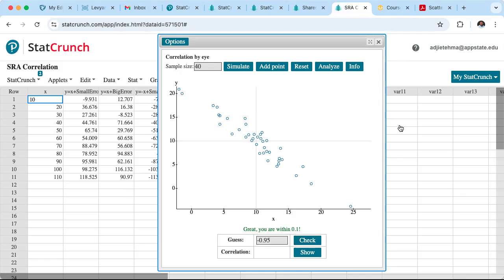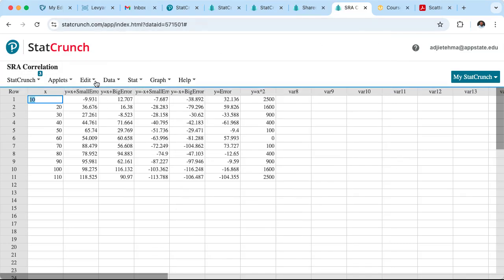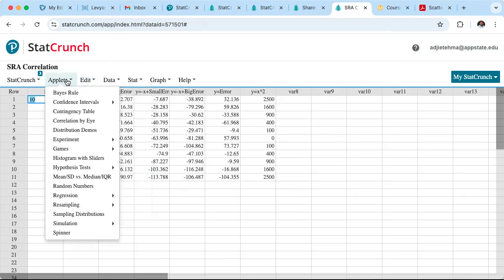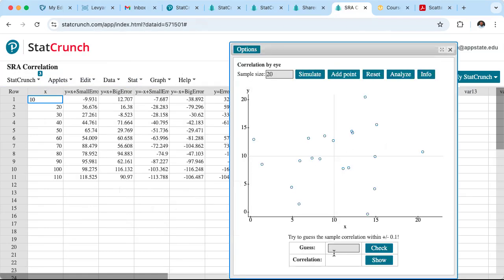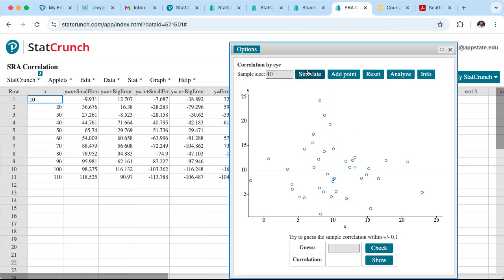I'll show you how to do that again. So we go to applets, okay? And then we go to correlation by eye. Click on that. I don't have any data. If you have data, you could put that here. But I don't have any data. I just want to play a game of guessing. I do randomly generated, I hit compute. And when you keep playing, you can reduce the data sets to guess. But I think at your level, since you just started, you could do 40. That way you have more data points to simulate.